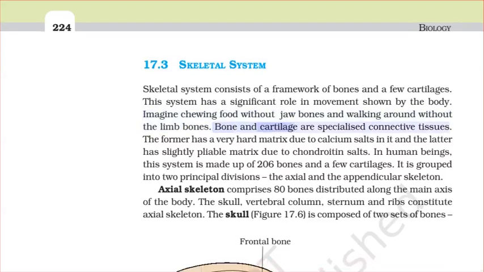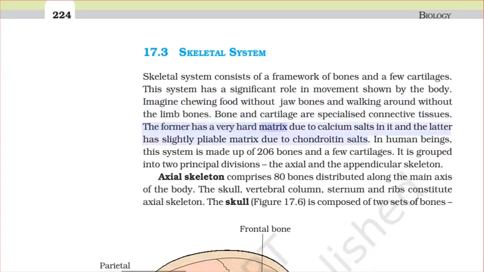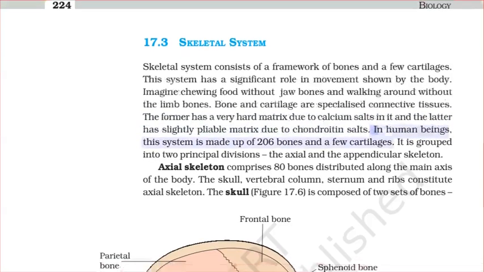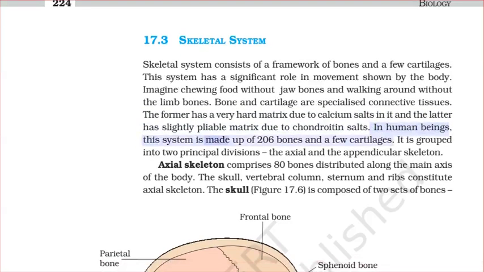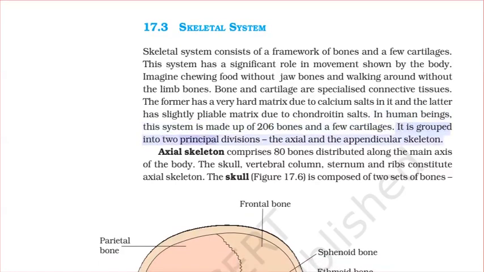Bone and cartilage are specialized connective tissues. The former has a very hard matrix due to calcium salts in it, and the latter has a slightly pliable matrix due to chondroitin salts. In human beings, this system is made up of 206 bones and a few cartilages. It is grouped into two principal divisions, the axial and the appendicular skeleton.